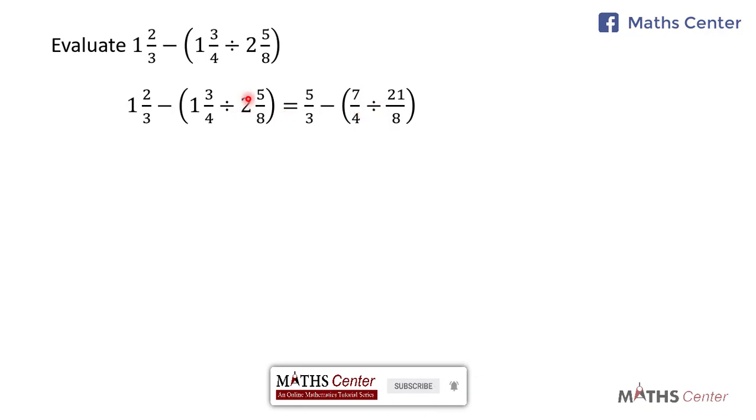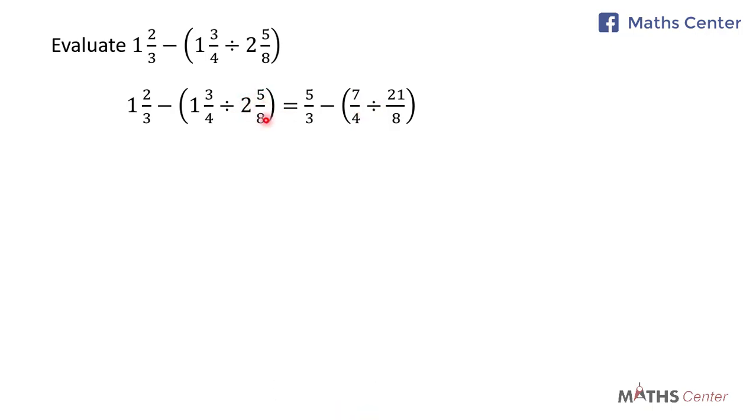the second one in the bracket, which is 2 5/8. 2 times 8 will give us 16. 16 plus 5 will give us 21, and so we will have 21/8. And so our fraction is now 5/3 minus, in brackets, 7/4 divided by 21/8. We will have to solve what is in the bracket first.